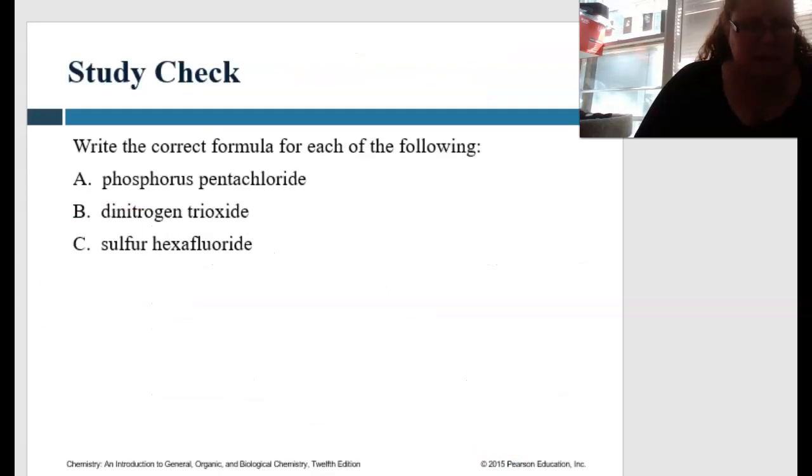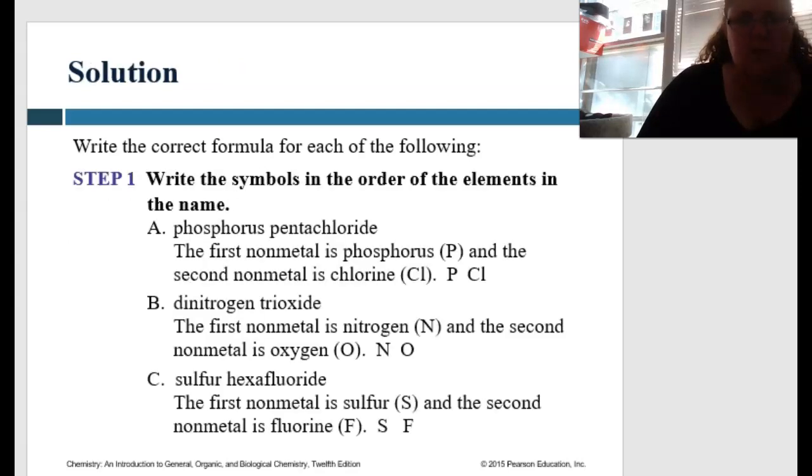So let's practice this a little bit more and write the correct formula for each of the following. Pause me and come back. Okay, so let's write the symbols in order of the names of the elements. Phosphorus pentachloride: the first nonmetal is phosphorus, the second is chloride, so PCl. Dinitrogen trioxide: the first nonmetal is nitrogen, the second one is oxygen. Sulfur hexafluoride: sulfur, and then fluoride.